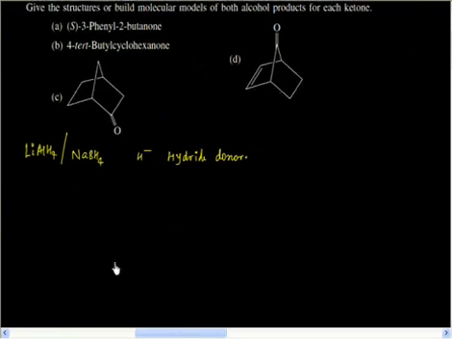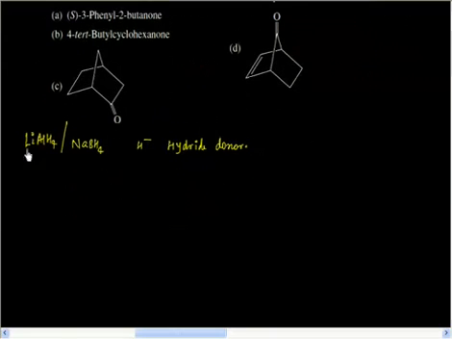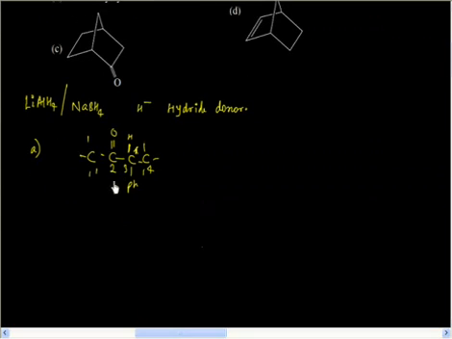So the first is S-3-phenyl-2-butanone. So let us write 3-phenyl 2-butanone. At position number 3 you have phenyl, and position number 2 you have butanone, that is hydrogen. So this is carbon number 1, 2, 3, 4. So this is the 4 carbon you have. Now if you see clearly, this carbon is basically a chiral carbon. So this carbon 3 is S. So this configuration is an S configuration.